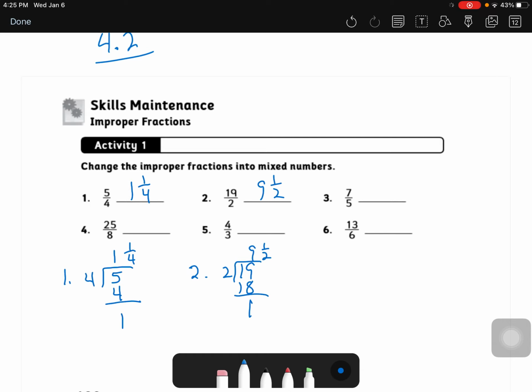And for number 3, we have 7 divided by 5. And 5 goes into 7 just one time. 1 times 5 is 5. There's a remainder of 2, so it's 1 and 2/5.